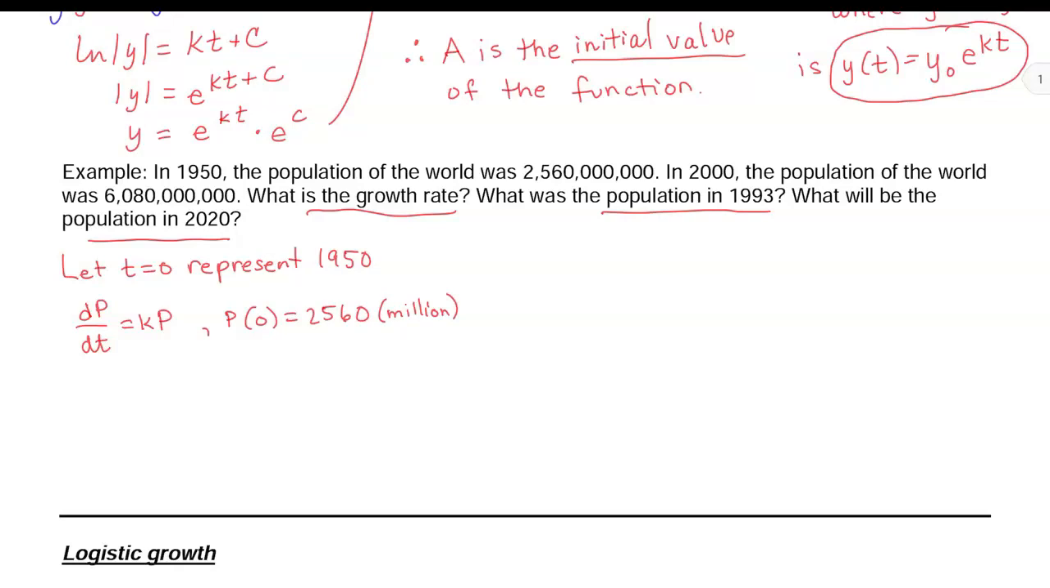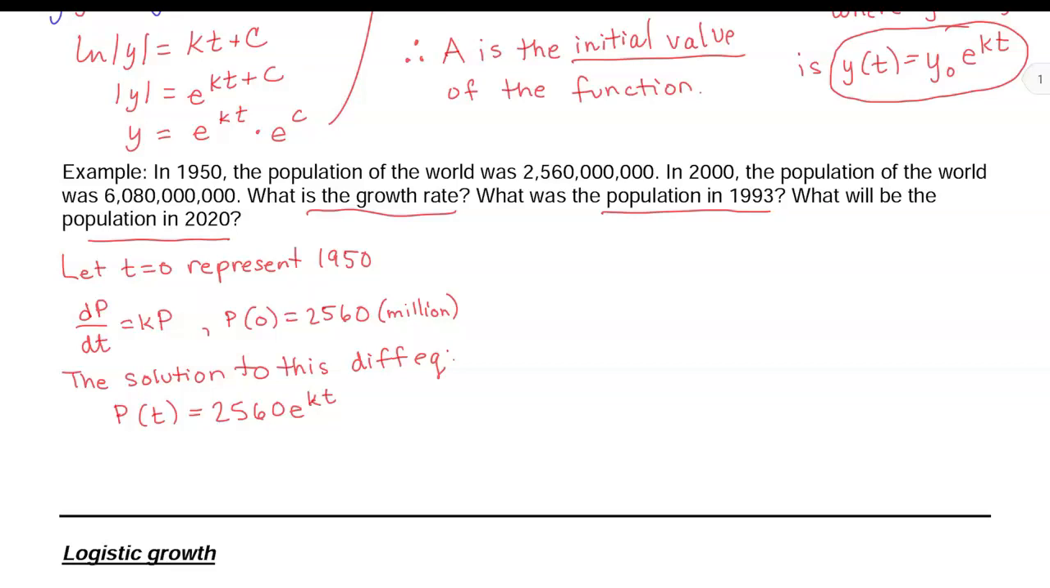I do not need to go through, separate, and integrate to find the solution to this differential equation. I know the solution to the differential equation. It will look like this. P of t equals 2,560, because that's the initial amount, times e to the kt. So the task for me would be to find k first, and then I'll have the complete model for population growth based upon that initial condition.